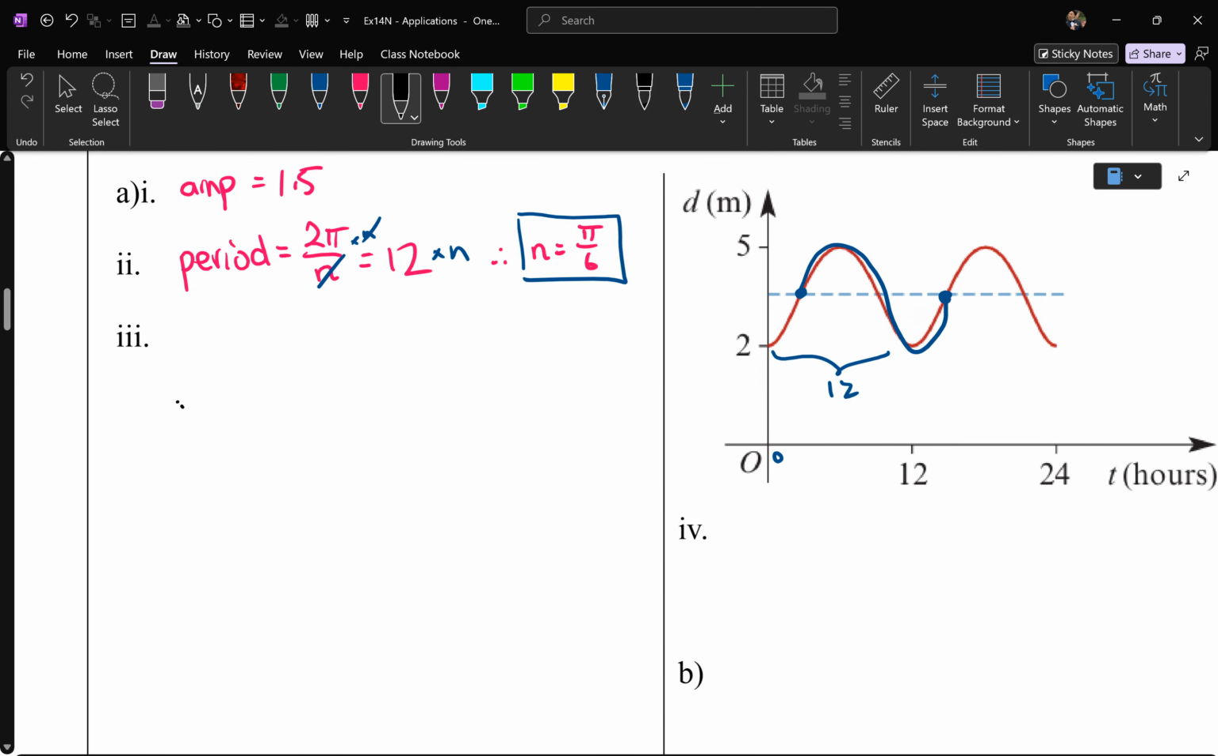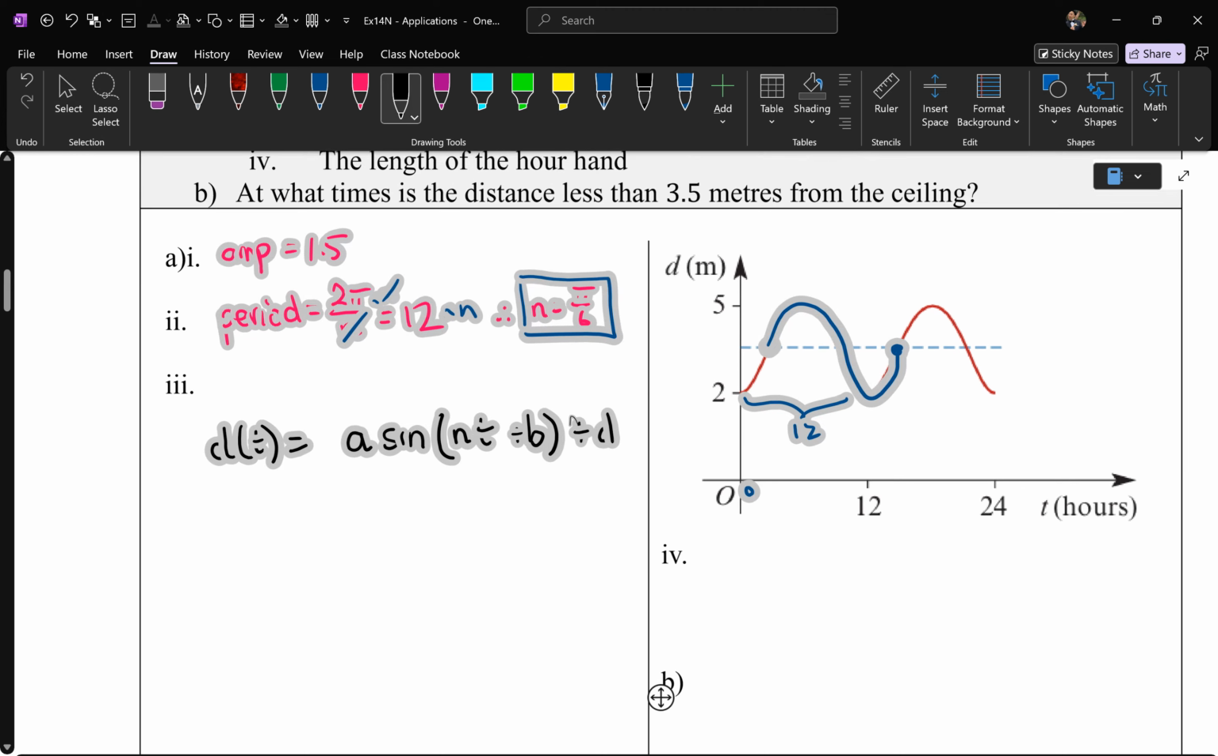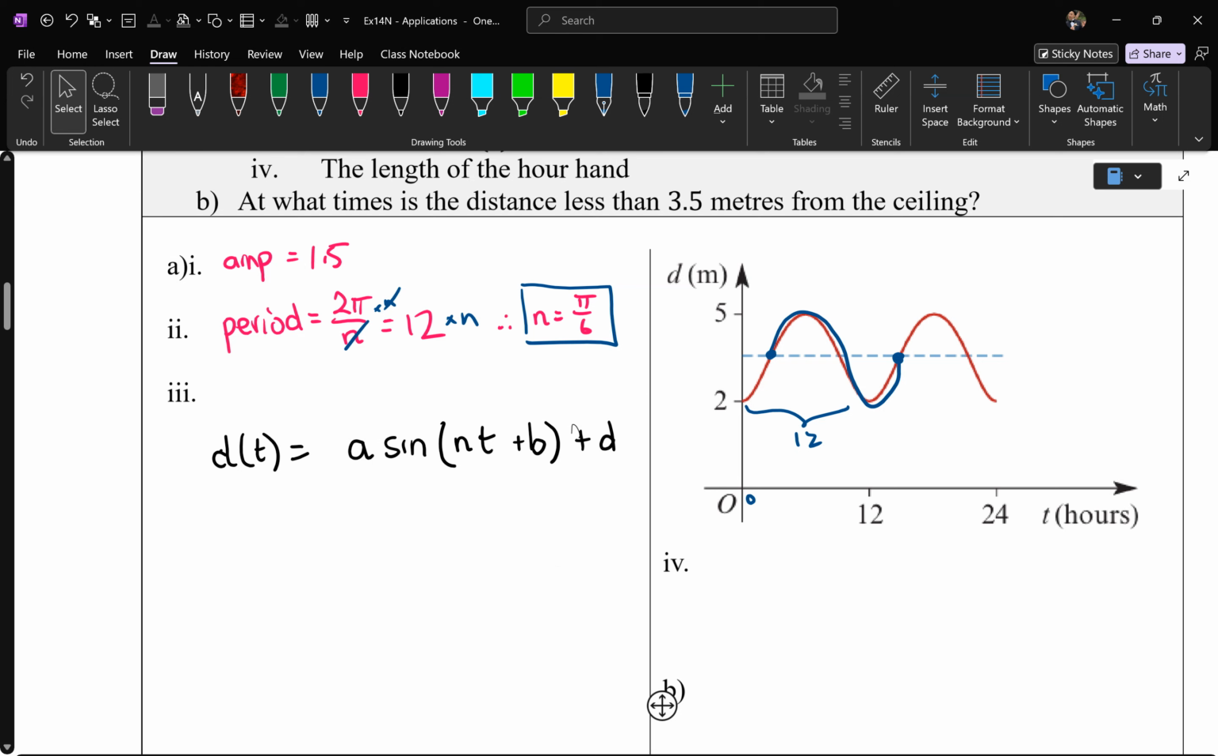So d of t is equal to a, which is the dilation, times sine of the function, n, which is what affects the period, t, plus b, because I don't know if there is a horizontal translation, plus d, because there must be a vertical translation. But in all of these, you actually already know some of the information already. What do you know? Because once you know a, n, b, and d, then you know the equation.